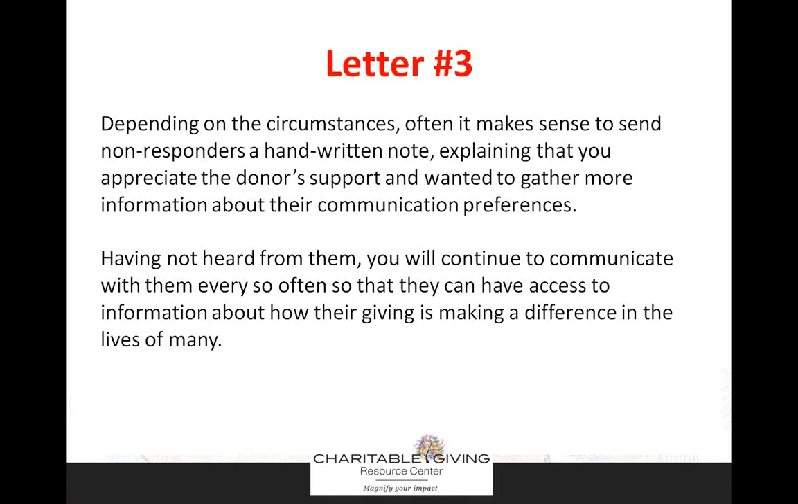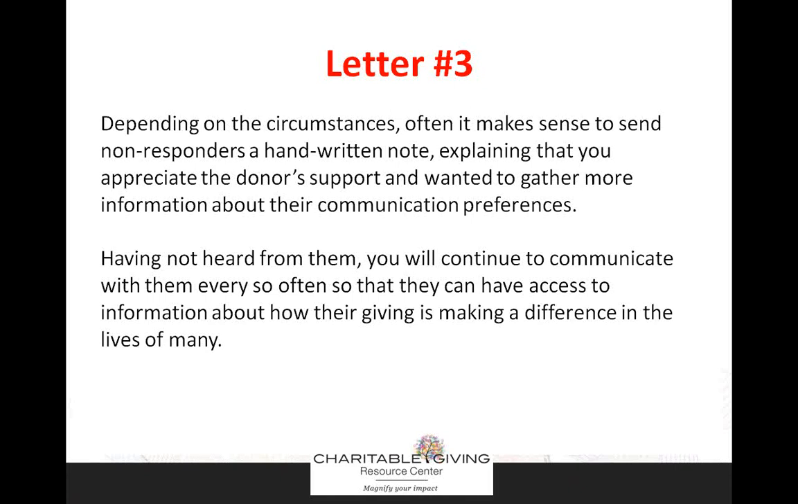Letter 3. Depending upon the circumstances, often it makes sense to send non-responders a handwritten note explaining that you appreciate their support and you simply want to gather more information about their communication preferences. How do you want to be communicated to? I want to make sure that we're being good stewards of your resources, not sending you too much, and if we're not sending you enough, I'd like to know what else it is you're looking for.